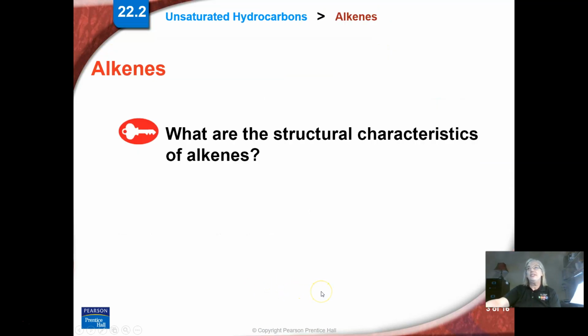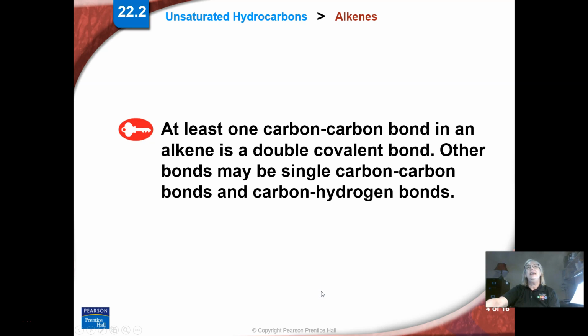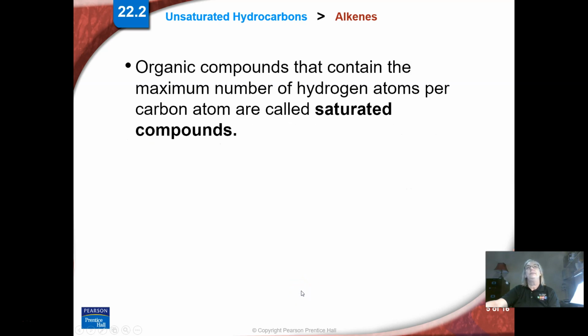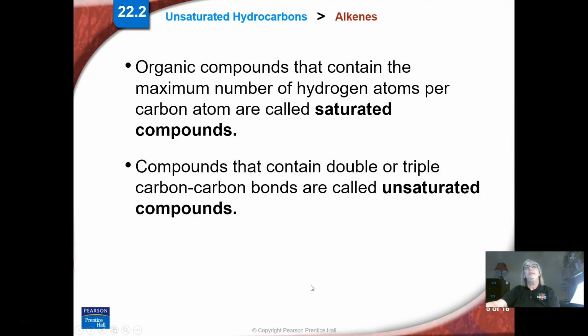So what are the structural characteristics of alkenes? Alkenes have at least one carbon-carbon double covalent bond. The other bonds can be single, but it has to have at least one double covalent bond. Organic compounds that have every carbon atom having single bonds is called saturated, because carbon has as many hydrogens as possible. You might have heard of saturated fats and unsaturated fats. So saturated fats have all of the carbon atoms with single bonds. Unsaturated means you can have double or triple carbon bonds in the compound.